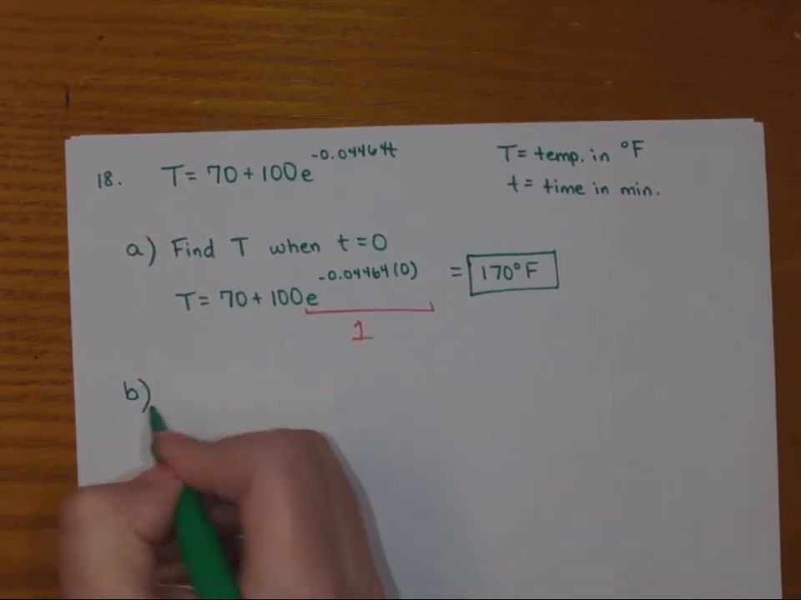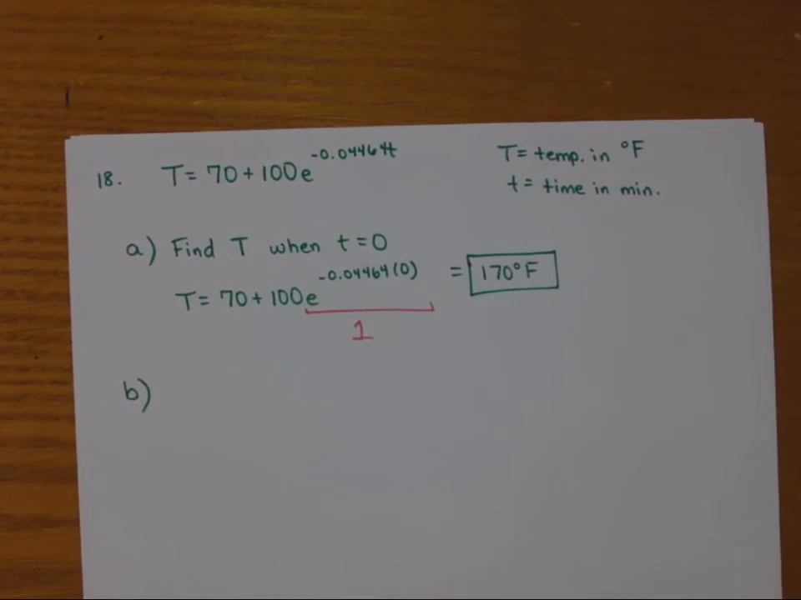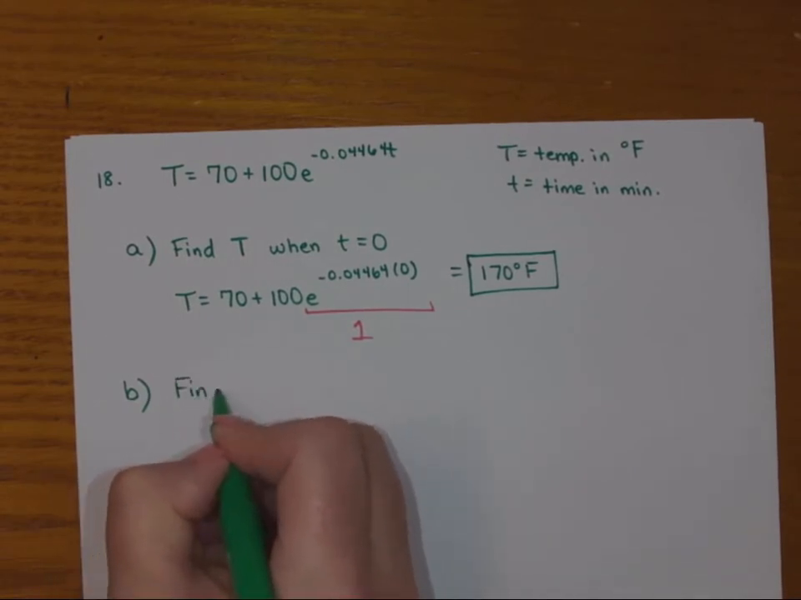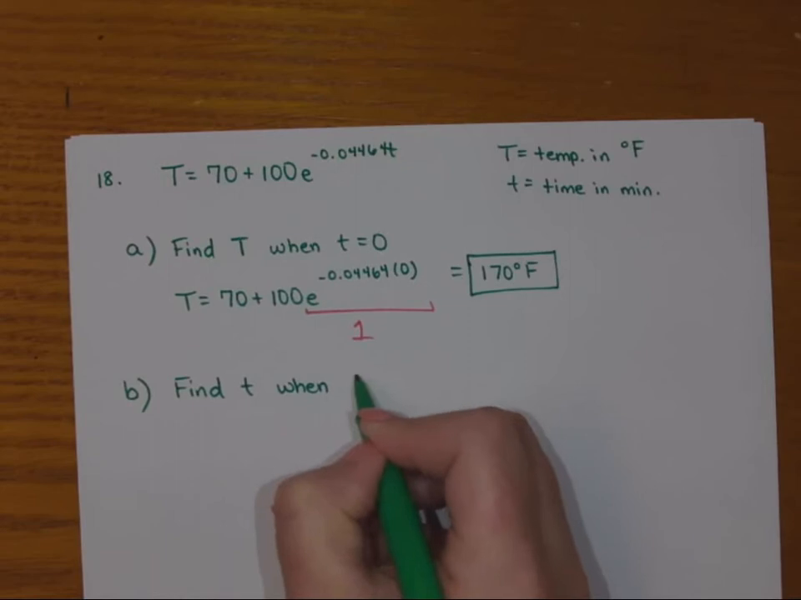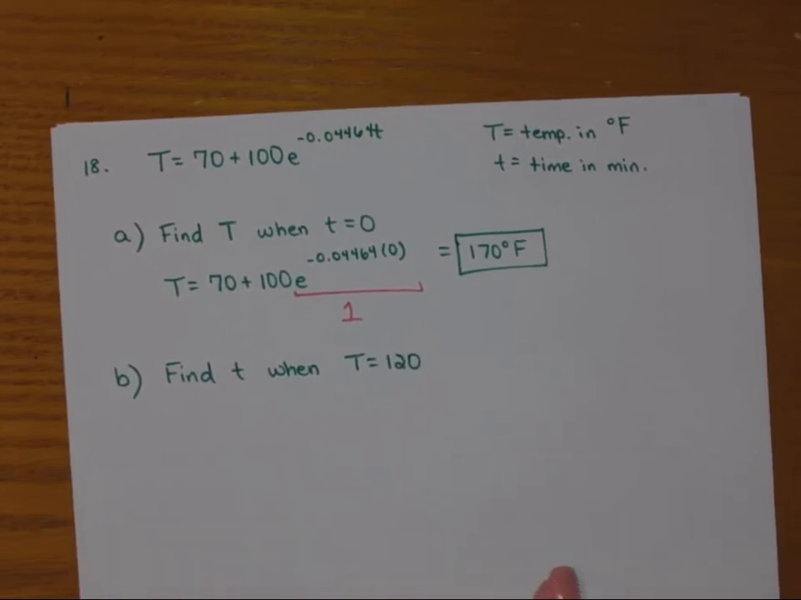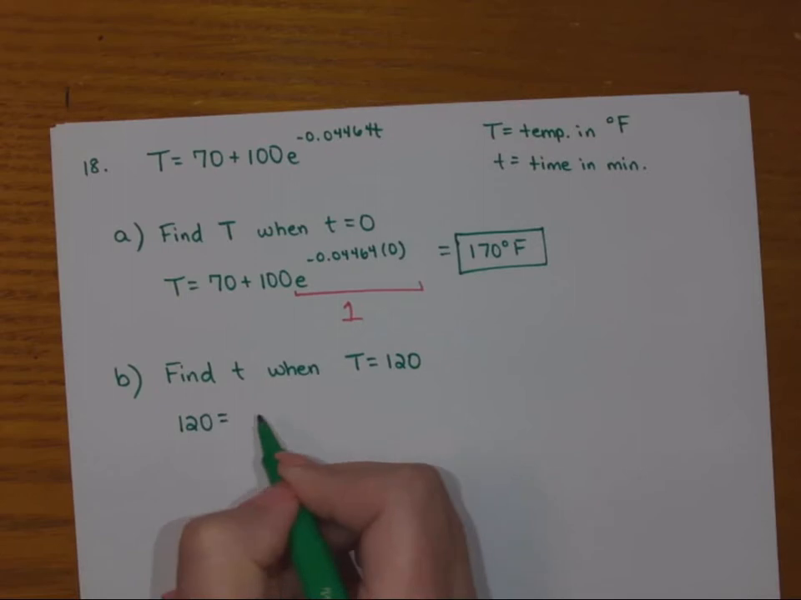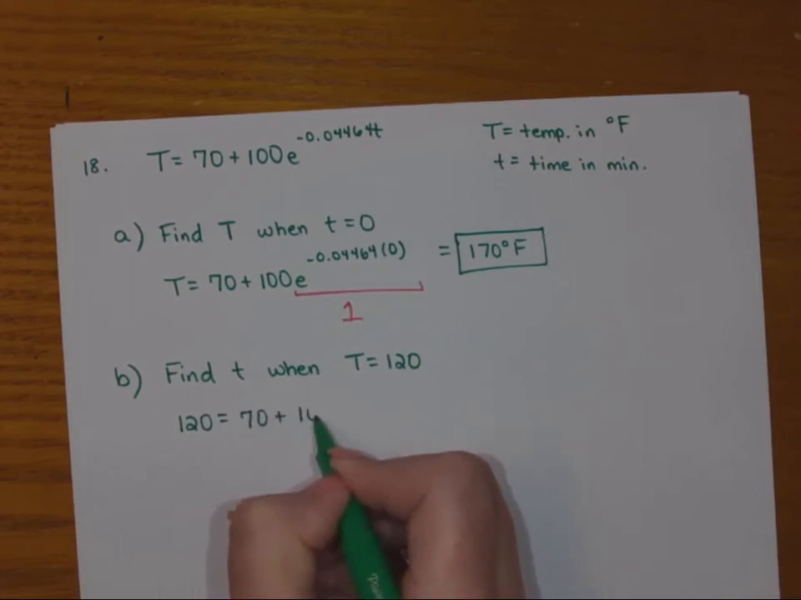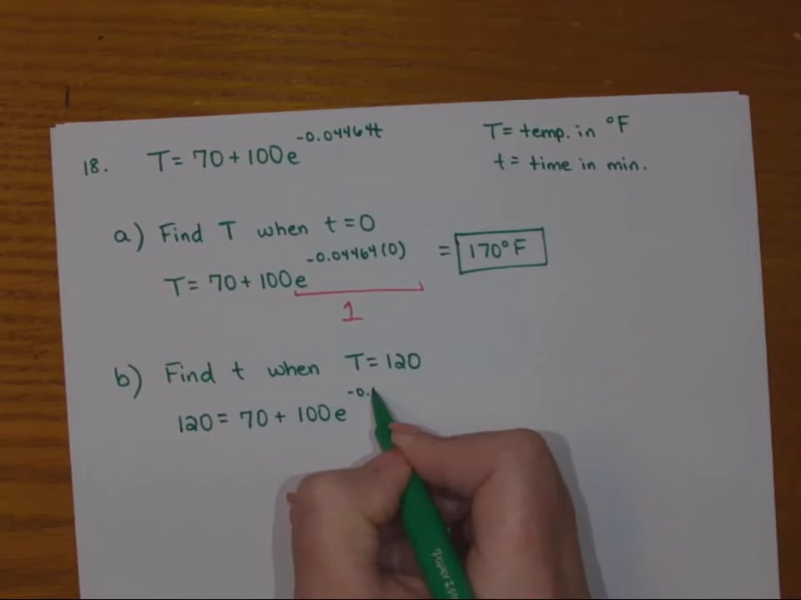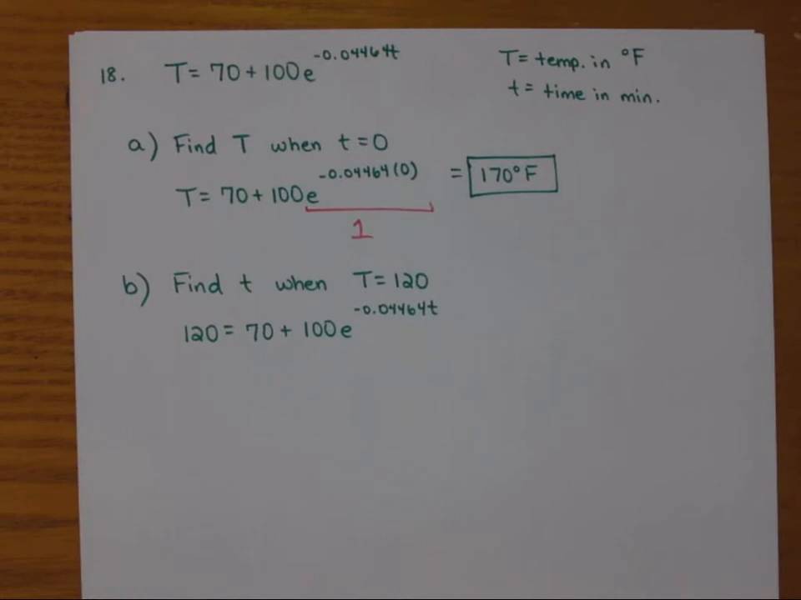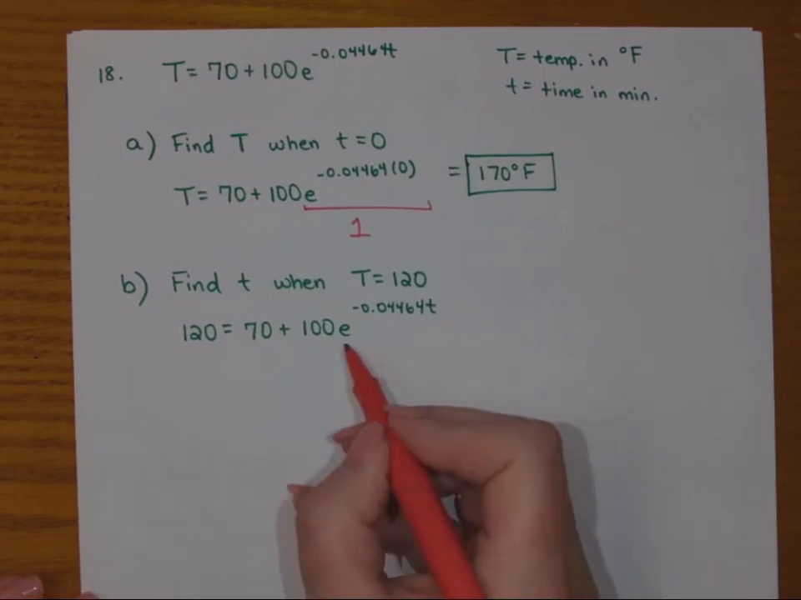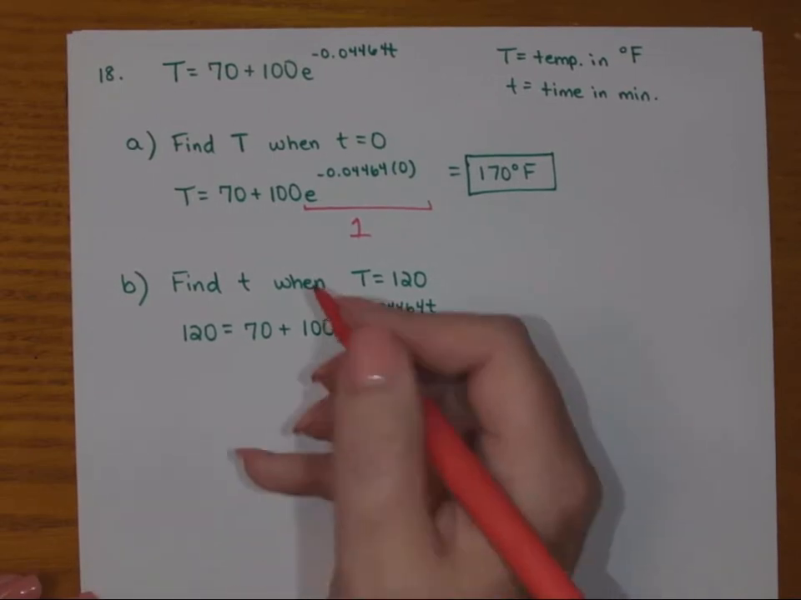And then the last question on this one says, when will the coffee be 120 degrees Fahrenheit? So it's not asking you to find the temperature, it actually told you the temperature, right? So it's asking you to find little t when capital T is 120. Okay, so in other words, what it's asking you for is to plug in 120 for capital T, and then e to the 0.04464 t power. Okay, so this is very similar to question number 16, just with a little more complicated numbers involved, right? So if we want to know what t is, we first need to isolate this. We need to get this part by itself.